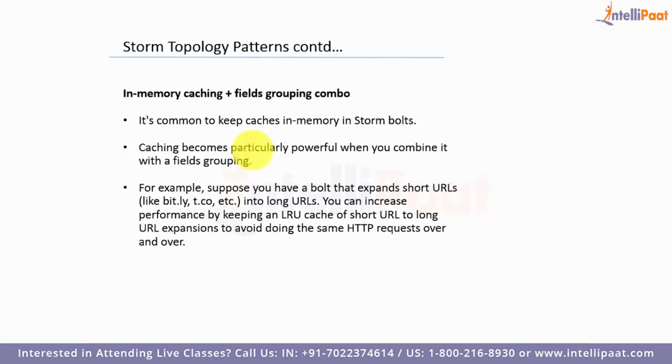Let's take a simple example. Suppose you have a bolt that expands short URLs, for example bit.ly, t.co, etc., into long URLs. You can increase the performance by keeping a least recently used cache of short URLs to long URLs expansions to avoid doing the same HTTP request over and over again. This way, by keeping things in cache, we avoid a round trip to the HTTP server and will save a lot of time while expanding the short URLs into long URLs.